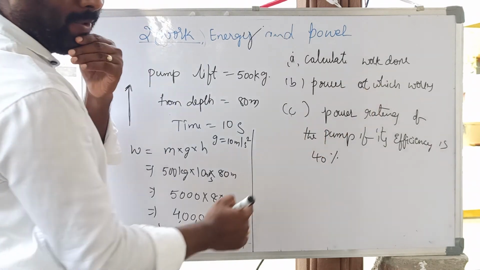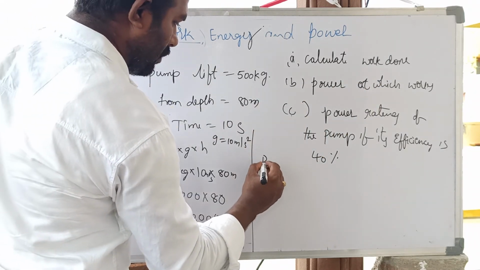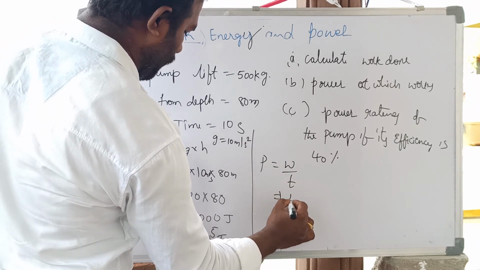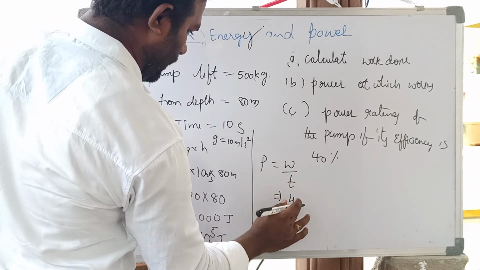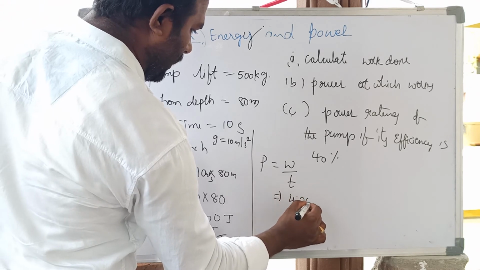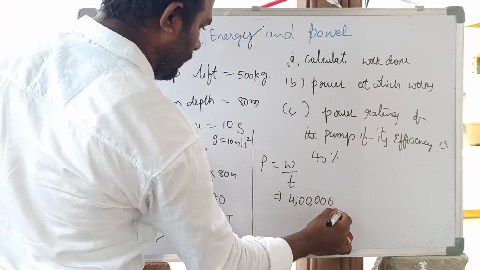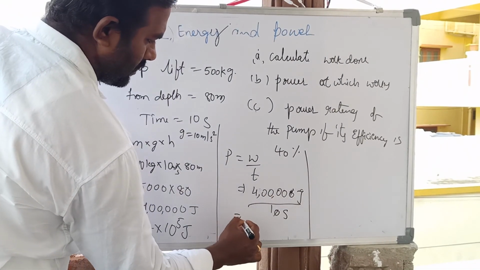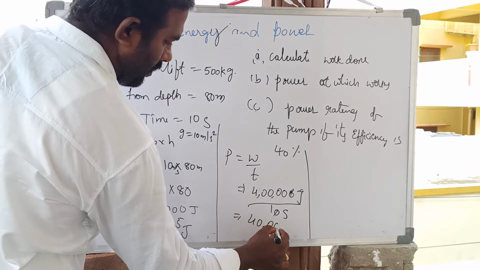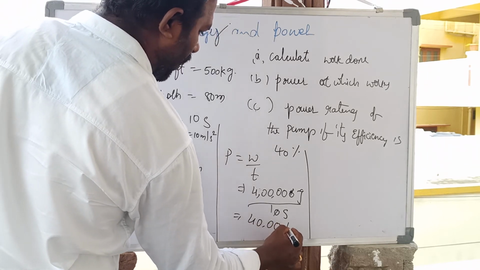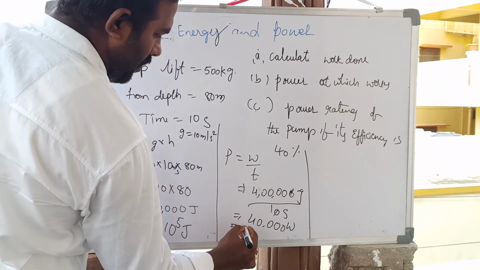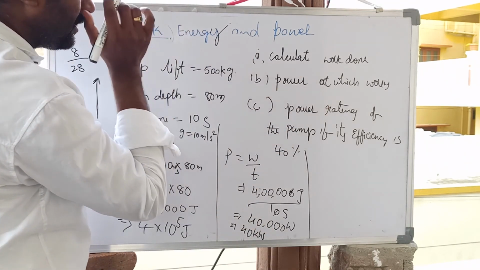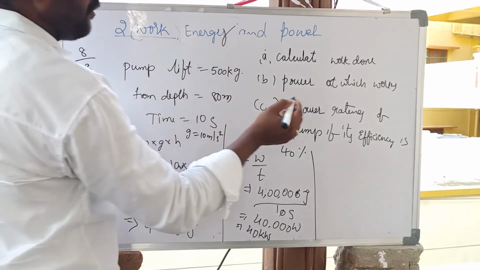They are asking for power. Power is equal to work by time. So work is 4 into 10 to the power of 5, taking the 5 zeros, by time, which is 10 seconds. Then the zero cancels. This is 40,000 watts, nothing but 40 kilowatts. So this is the power at which the pump did the work.